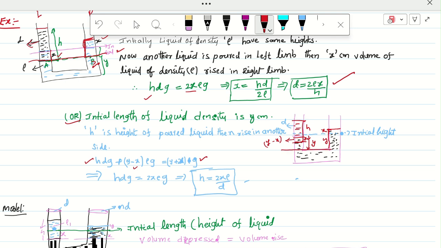Here I have taken the equipressure line. Up to h there is one liquid poured. Then the initial level x is the depression. So this length is y minus x, and the other side is y plus x. In the y minus x length, the density is the density of the liquid only. In the h length, the density is d. Equations PA and PB, so the same thing you get.